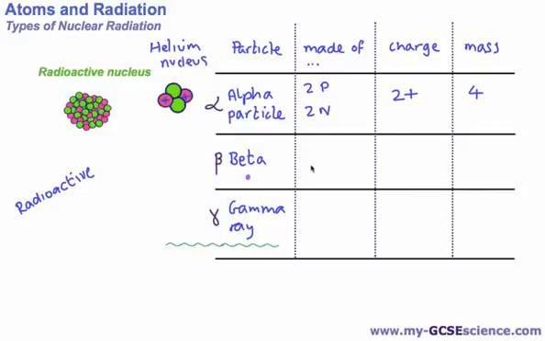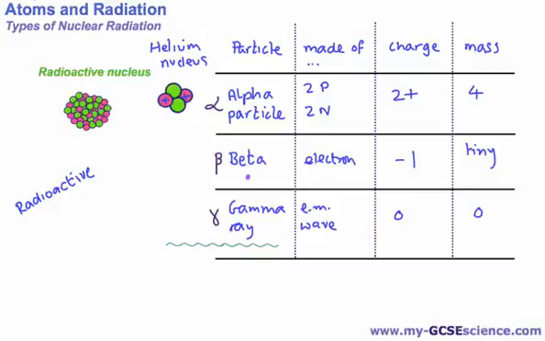For a beta particle, it's made up of an electron, has a charge of -1, and the mass is tiny, too tiny to really measure. For a gamma ray, it's made up of an electromagnetic wave. It has no charge and no mass. Okay, and you should be aware of these key features about these three types of radiation.